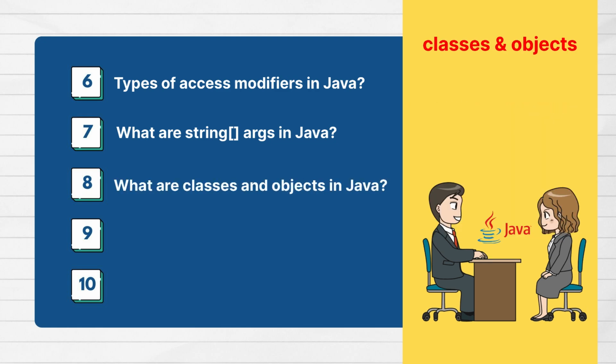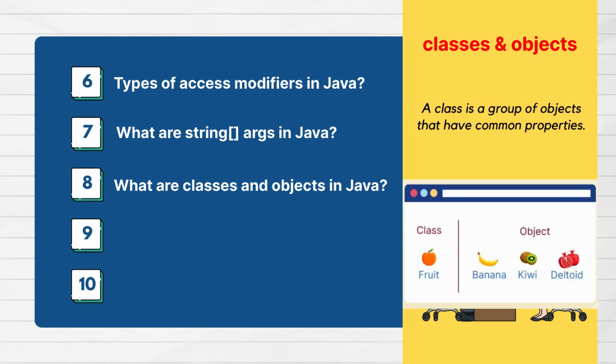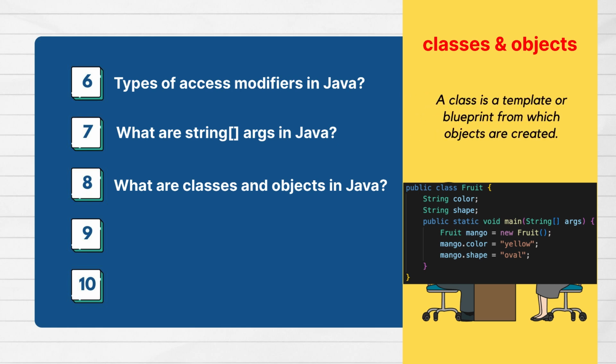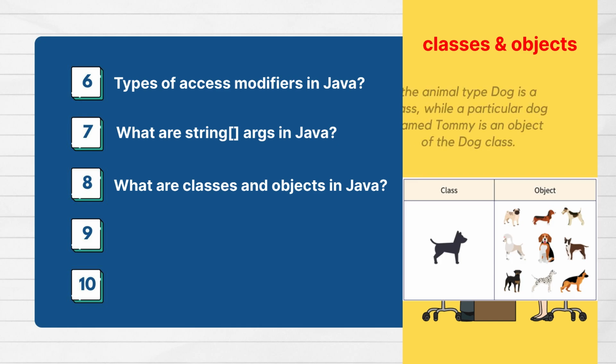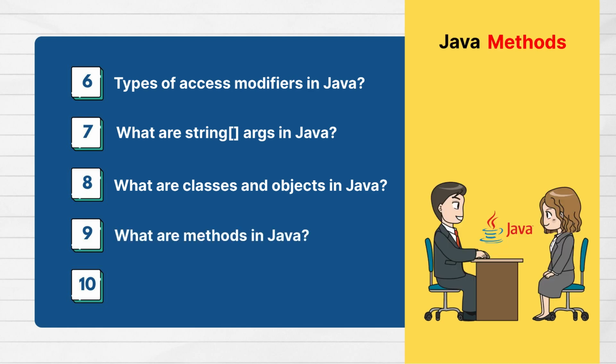What are classes and objects in Java? Every Java program should have at least one class that contains the main function. A class is a group of objects that have common properties. An object is an instance of a class. A class is a template or blueprint from which objects are created. For example, the animal type dog is a class, while a particular dog named Tommy is an object of the dog class.